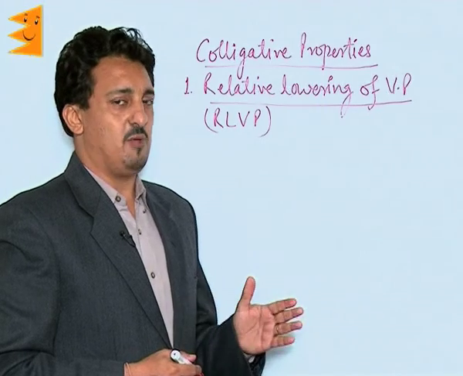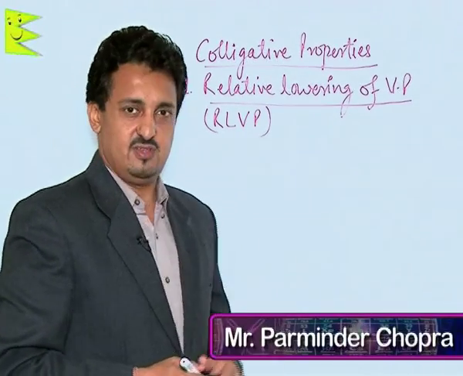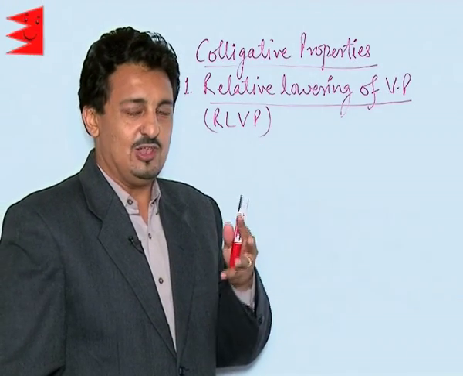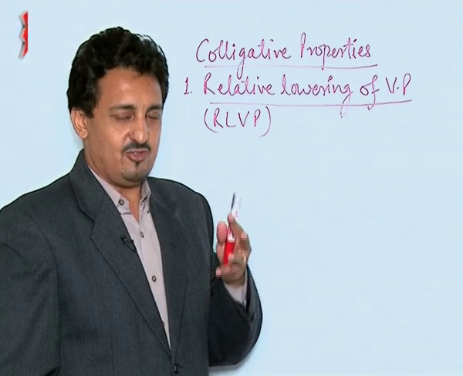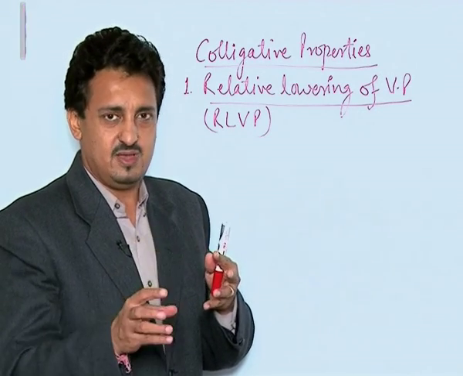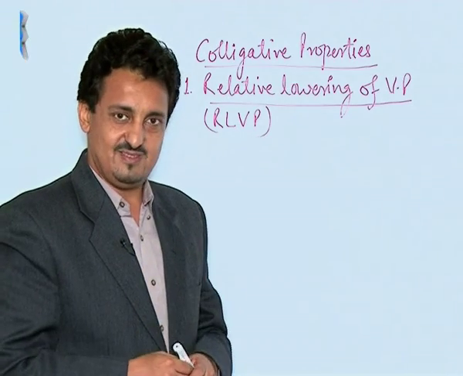The first colligative property is called RLVP, or relative lowering of vapor pressure. We have already discussed that whenever a non-volatile solute, like a solid solute, is added to a volatile solvent or liquid solvent, a decrease in the vapor pressure of the solution takes place.